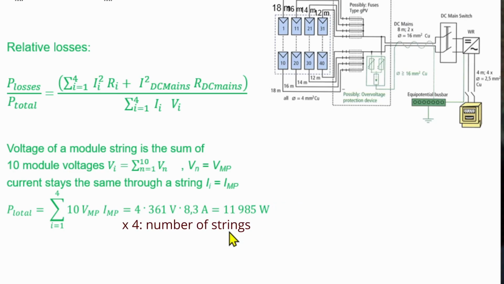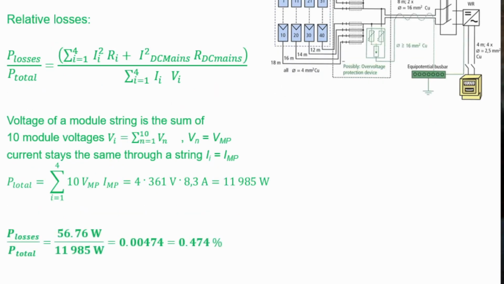And then the total power output is 11,985 watts. So in relative terms, we have 56.76 watts divided by 11.985 kilowatts. So the relative losses are 0.474%.